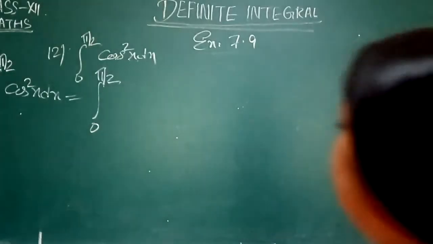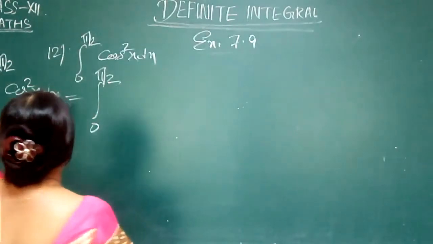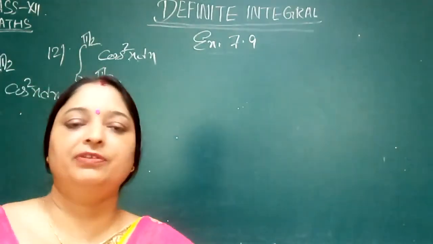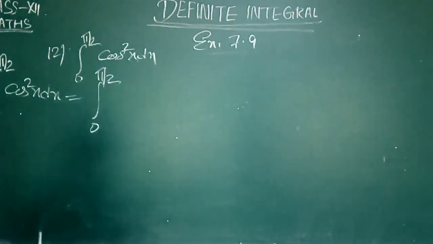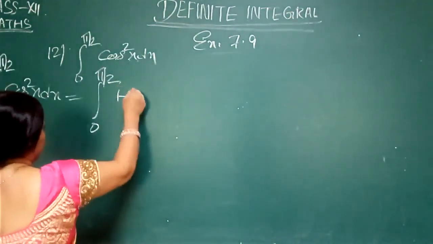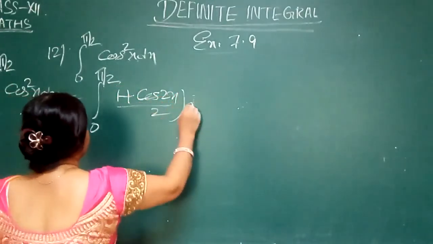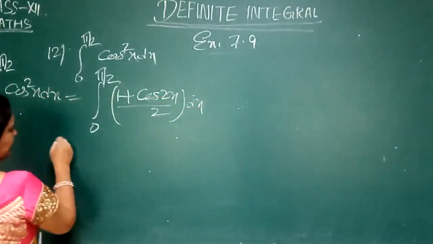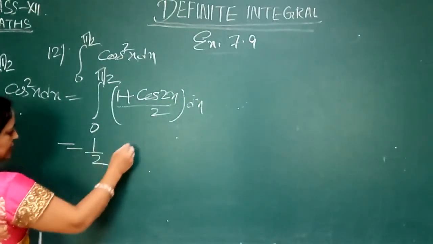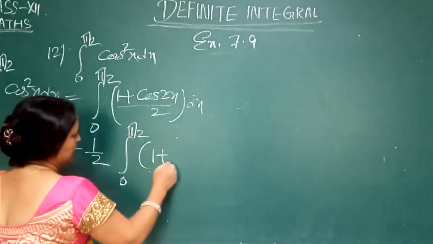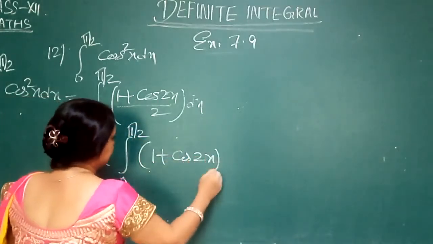Now students, continue with question number 12. Integration of 0 to pi by 2 cos square x dx. Now in this question you know that from the indefinite integral we will put the value of cos square x here. That is 1 plus cos 2x upon 2 dx. After that we will take the 1 by 2 outside. Now 0 to pi by 2, 1 plus cos 2x dx.